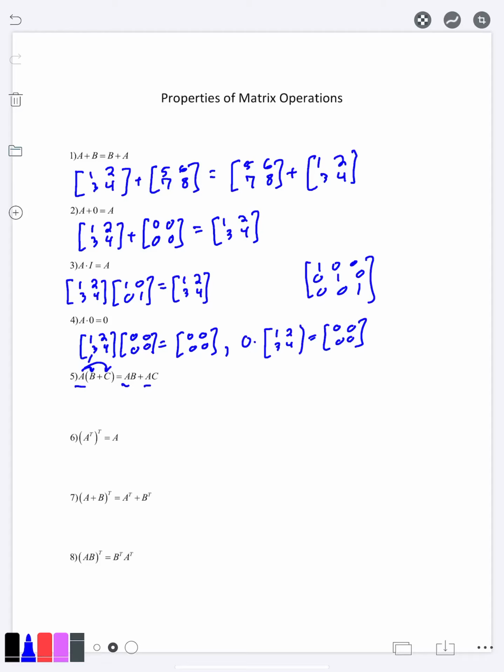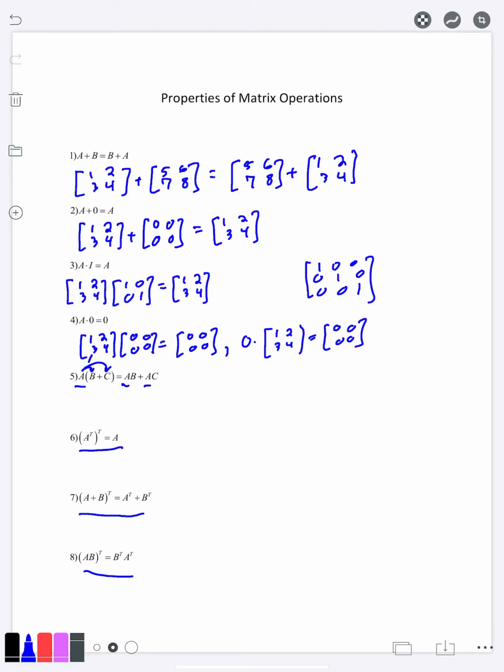The next one is not super useful. It just tells you that if you transpose a matrix and then transpose the answer, you get back to what you started with. The next one says that if you transpose over A plus B, you can essentially distribute the transpose and do the A transpose and B transpose separately. And the last one's kind of interesting. It says if you're multiplying matrices and try to do a transpose, you can do the transpose of each individually, but you have to reverse the order of multiplication.